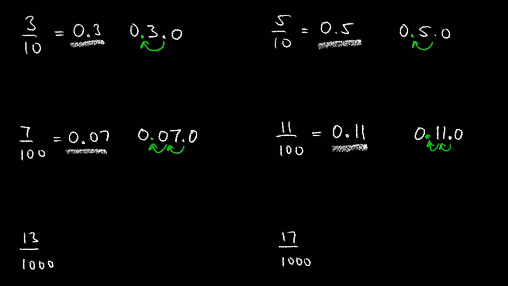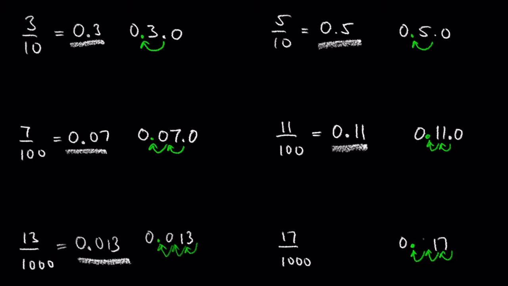Let's look at the fractions 13 over 1000 and 17 over 1000. In this case, we have 1000 in the denominator, which means the 13 becomes 0.013, and the 17 becomes 0.017.